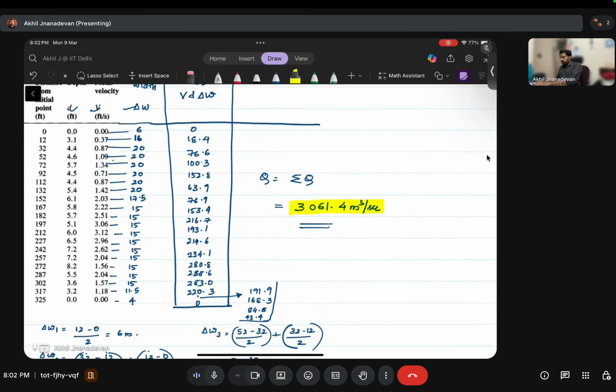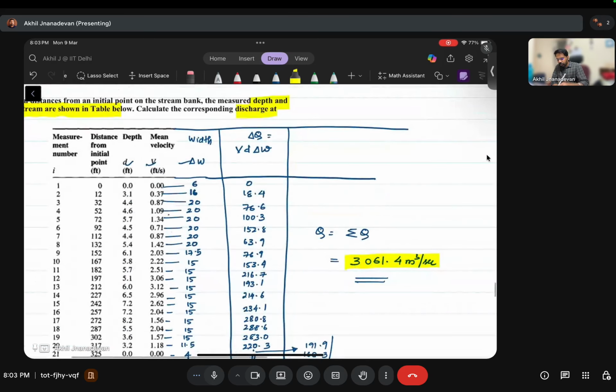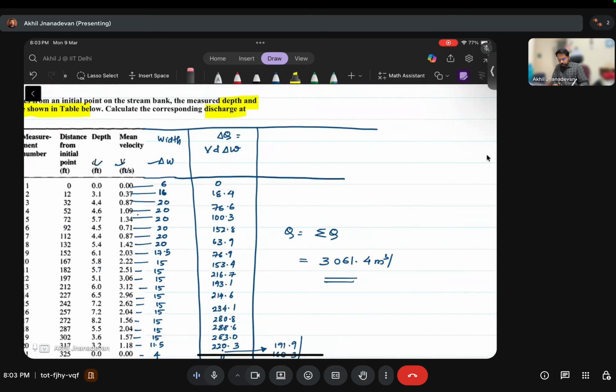3061.4. It is not meter cube per second. The units are given in feet, right? So it won't be meter cube. From the value itself, if it were meters, it would be a very large value. So it will be around this much CFS, cubic feet per second, CFS.